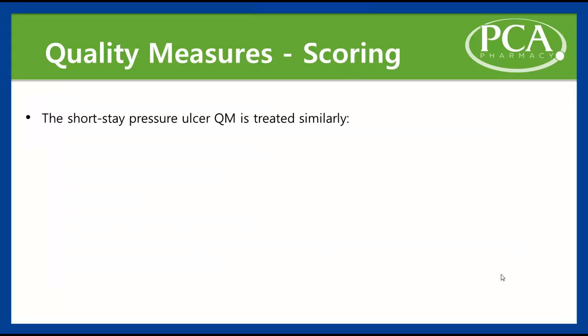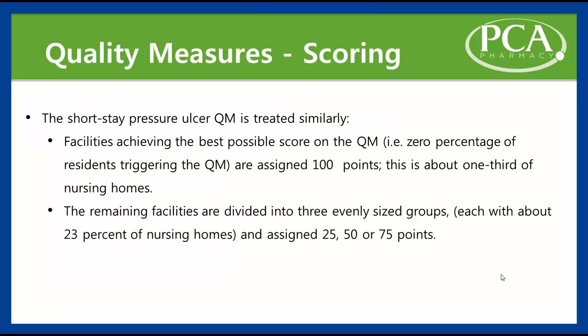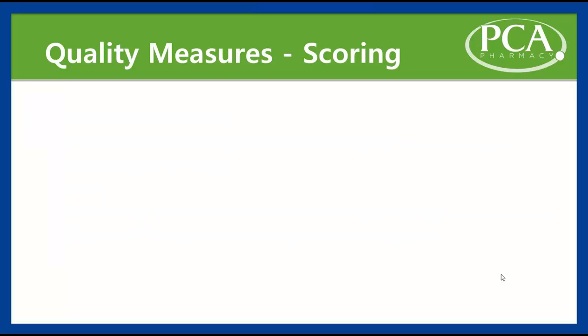The short stay pressure ulcer is treated very similarly to the physical restraint quality measure. Facilities achieving the best possible score here are assigned 100 points, and this is about 1/3 of nursing homes. The remaining facilities are divided into 3 groups, each being about 23%, and assigned 20, 50, or 75 points.